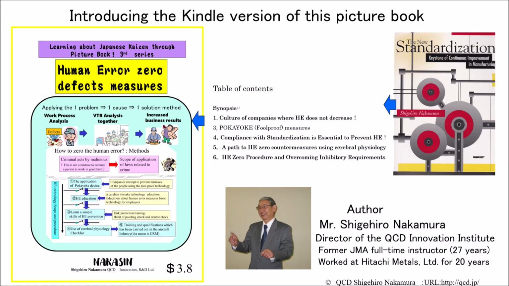This picture book is a human error countermeasure that has been developed by the JMA TZD Defect Claim Countermeasures Study Group, and it is the TZD Study Group, Mr. Shigehiro Nakamura, together with 21 companies from different industries. I hope that this book, along with Series 3, will be useful to readers.